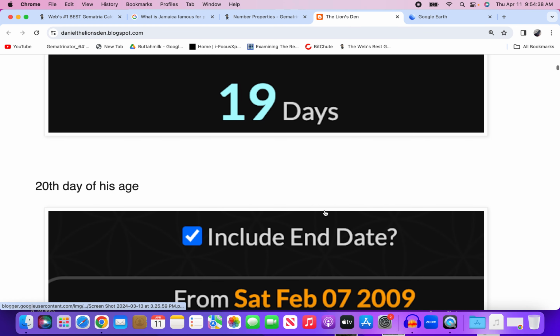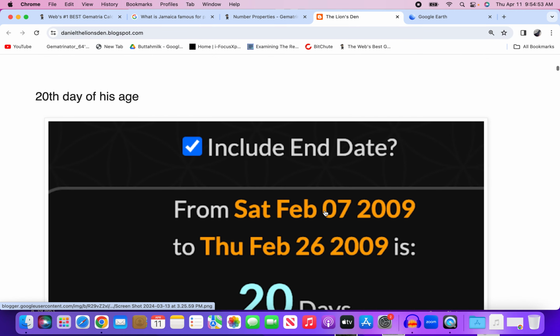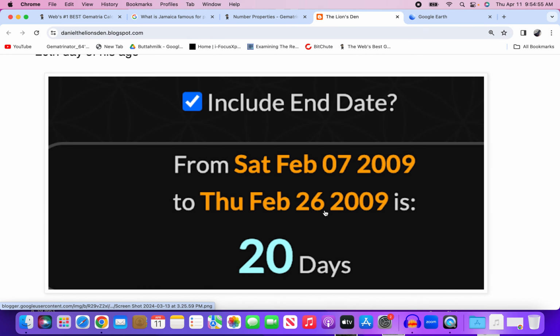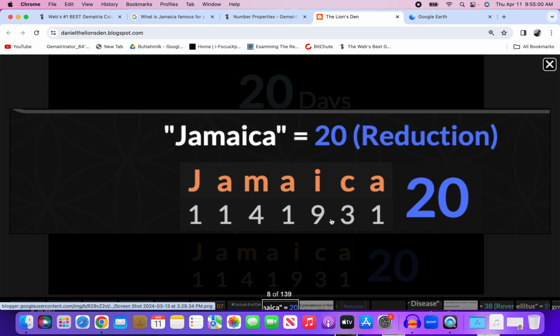And something about the Governor General is that he can sort of nullify laws that the Jamaican Parliament does, and he's answerable to the King of England, which would be King Charles, or the monarchy. Very interesting. If you include the day, say it happened on his 20th day, that is interesting too, because Jamaica equals 20.